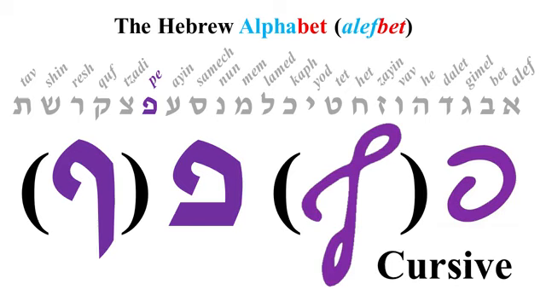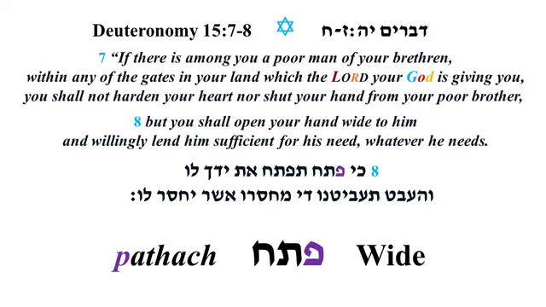This is just an oddity that I'd like to point out. Look in Deuteronomy 15, starting in verse 7. It says, "If there is among you a poor man of your brethren within any of the gates in your land which the Lord your God is giving you, you shall not harden your heart nor shut your hand from your poor brother. But you shall open wide your hand to him, and willingly lend him sufficient for his need, whatever he needs." That word for wide is patach. It's spelled Pei, Tav, Chet.